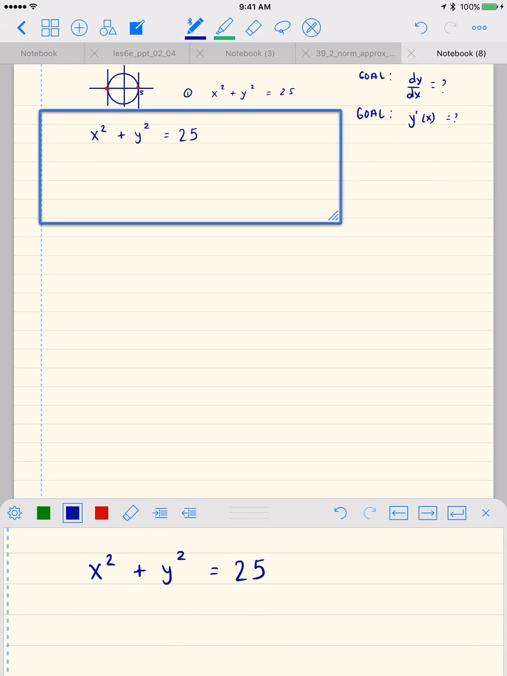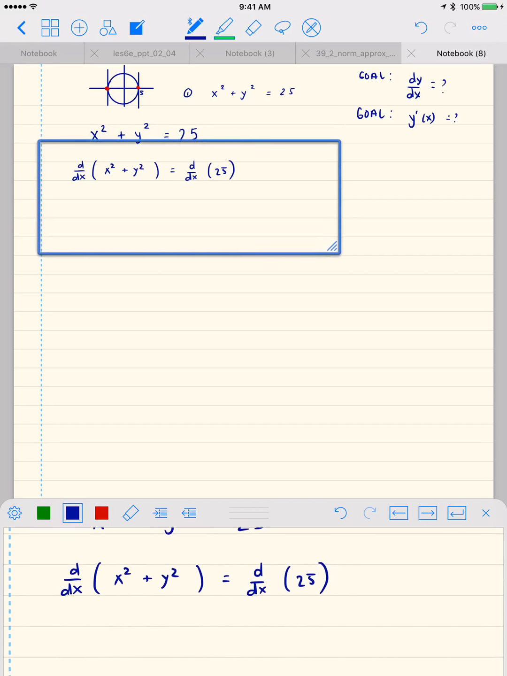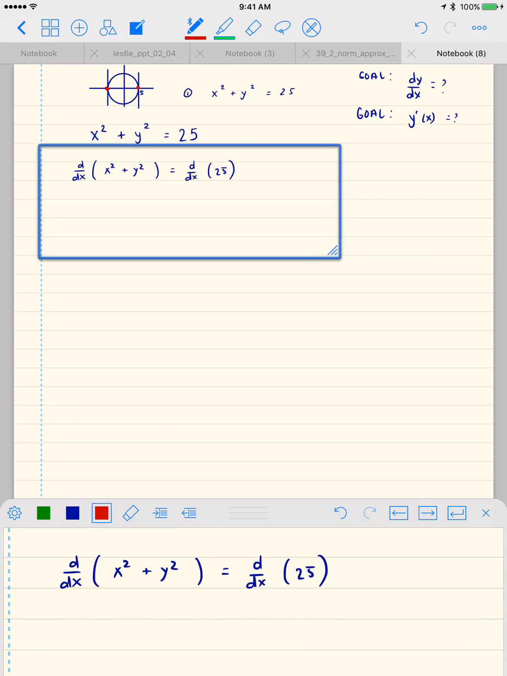So I'm starting out with x squared plus y squared equals 25. My next step is to take the derivative with respect to x of the left-hand side and say that's equal to the derivative with respect to x of the right-hand side. It's x squared plus y squared. What is the derivative with respect to x of 25? This is just going to be 0. And here, I'm going to be able to rewrite this as the derivative with respect to x of x squared plus the derivative with respect to x of y squared.